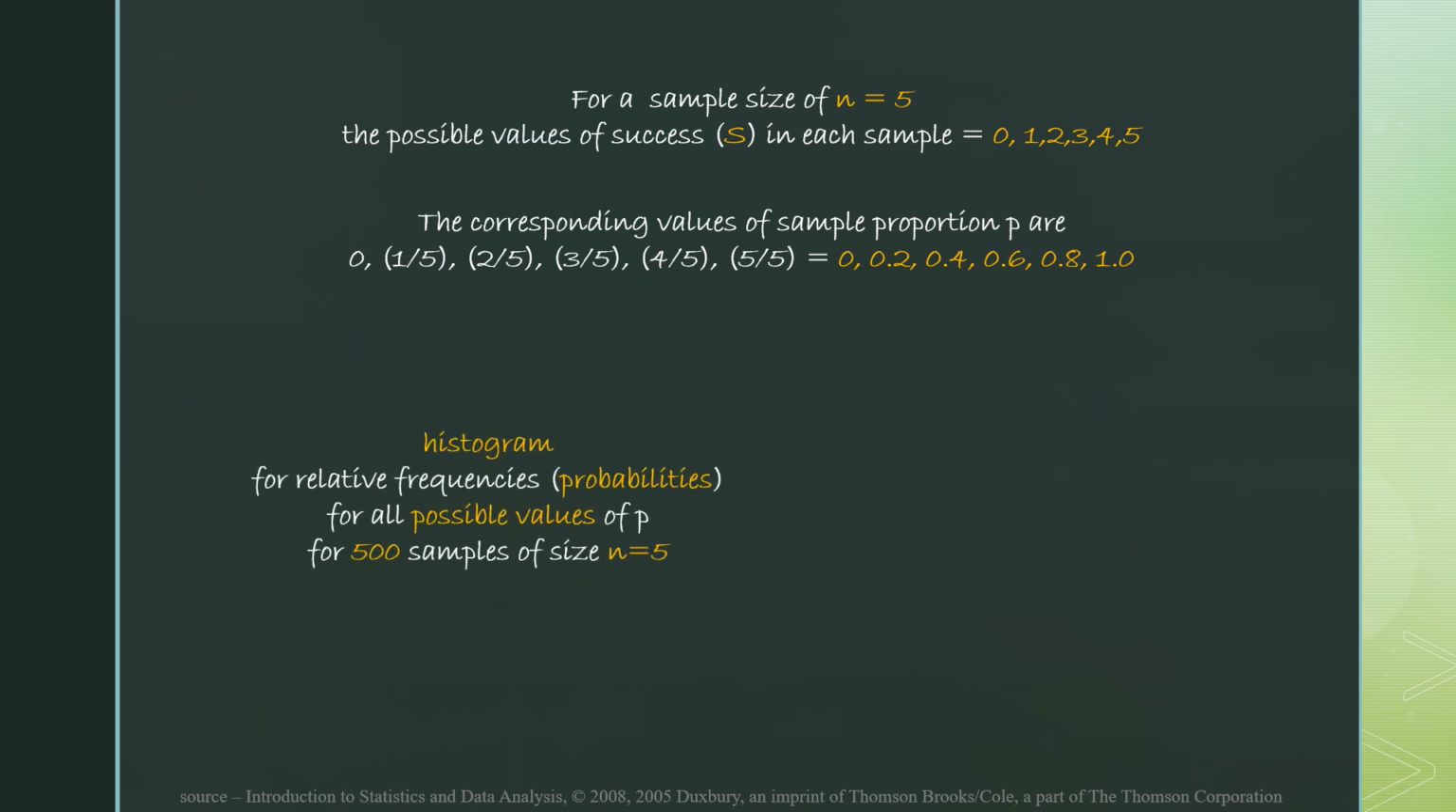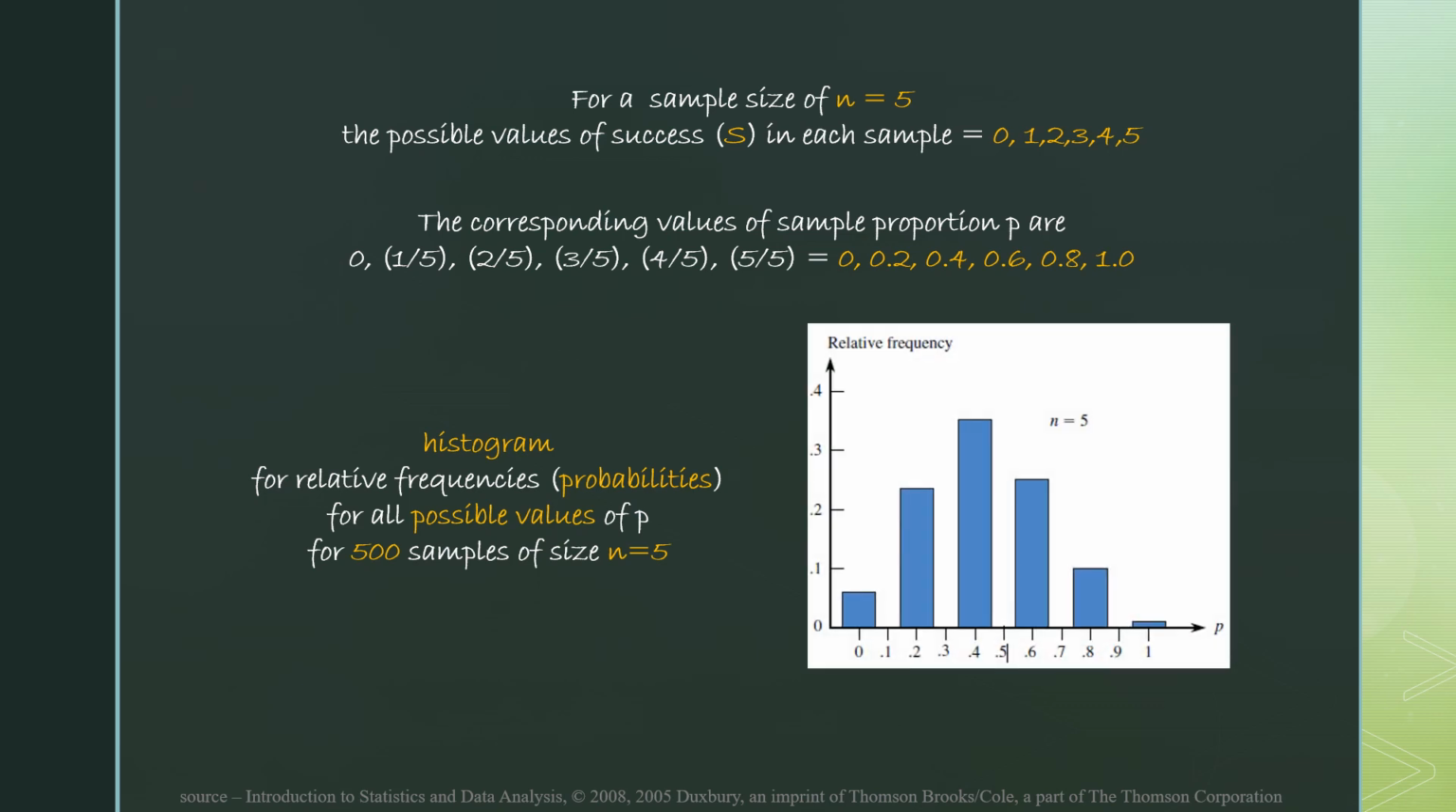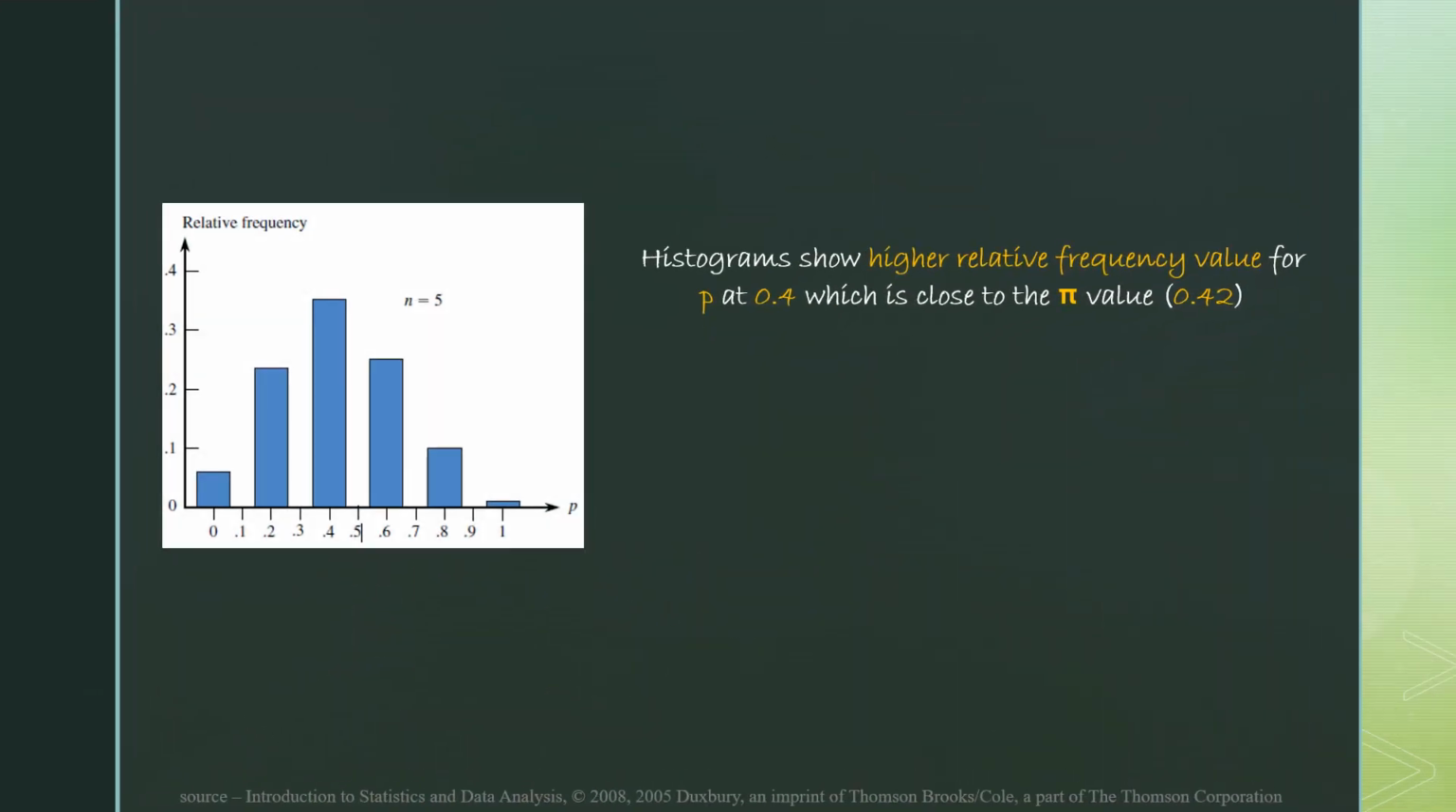Plotting the histogram for relative frequencies, that is probabilities, for all possible values of p for 500 samples of size n equals 5, we have this. Let's take a closer look at this histogram and understand its characteristics. The histogram shows a higher relative frequency value for p at 0.4, which is close to the pi value 0.42.